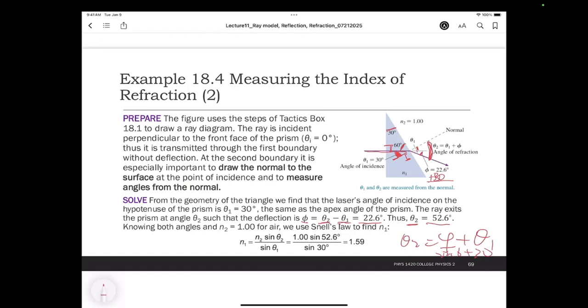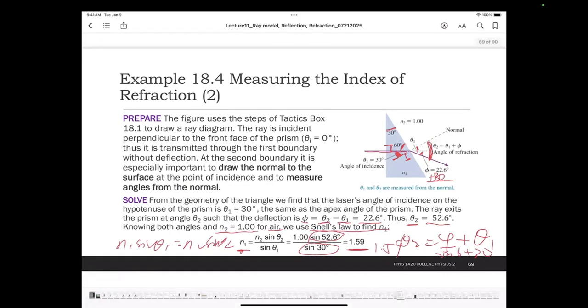Knowing both angles and n1 equal to 1 for air, we use Snell's law to find n2. n1 sin theta 1 equals n2 sin theta 2, am I right? So n1 equals 1. We just put theta 2 here and theta 1 here, and we can get this value, 1.59. And we can compare this one with the table.